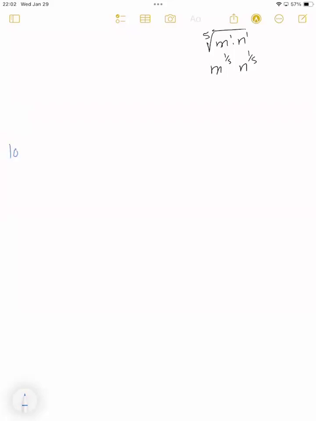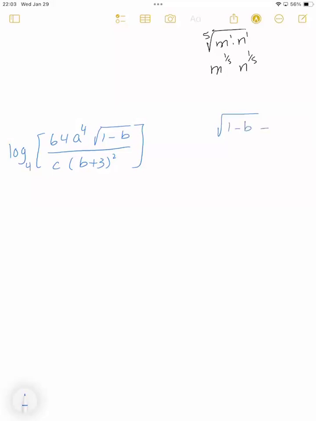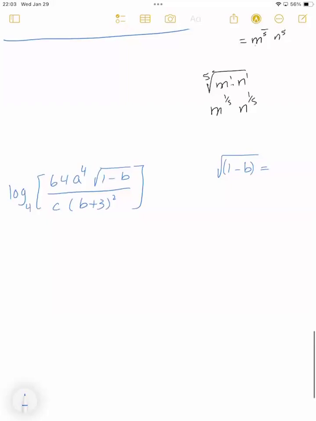We have log base 4 of 64, a to the 4th, square root of 1 minus b, over c, b plus 3 to the power 2. First, let's get rid of that radical. We have 1 minus b. You can't separate these. Here you had a multiplication.